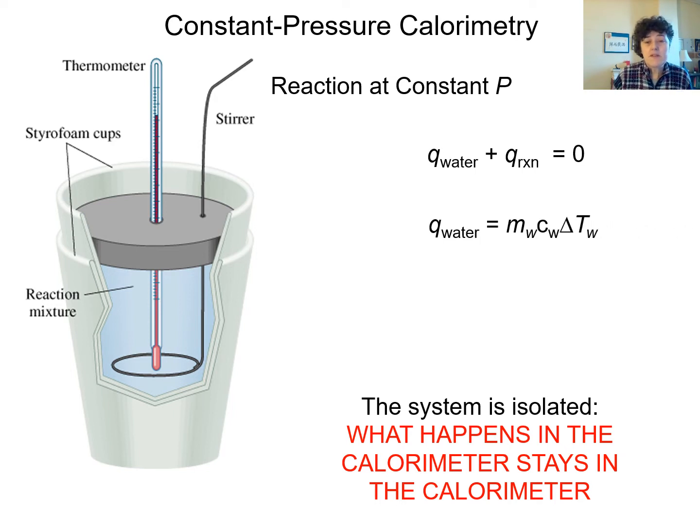That means that if we calculate the heat absorbed by the water, the heat given off by a certain reaction is going to be the same number, just with a different sign. The heat absorbed by the water can be calculated easily because we know the specific heat of water. We can measure with a thermometer the change in temperature, and we can use a scale to determine the mass of the water initially put in the calorimeter. And this allows us to calculate the heat of reaction.